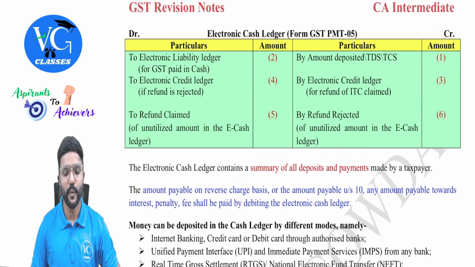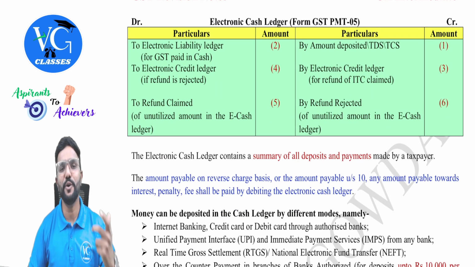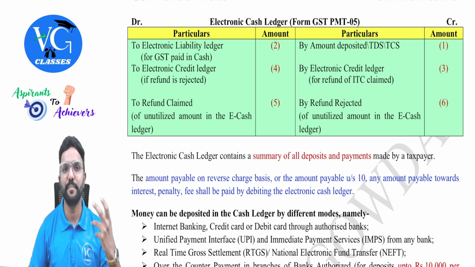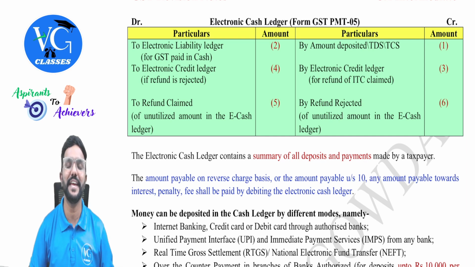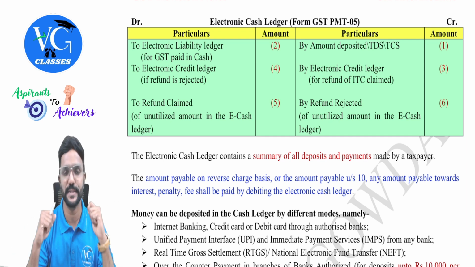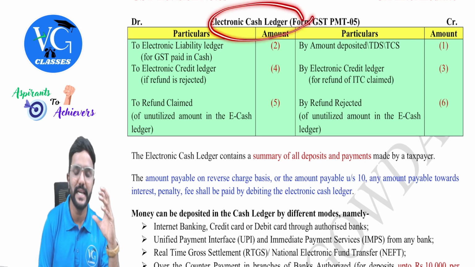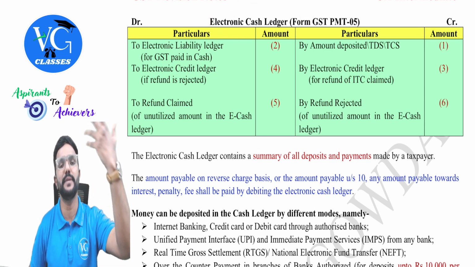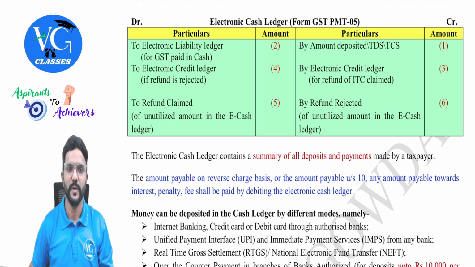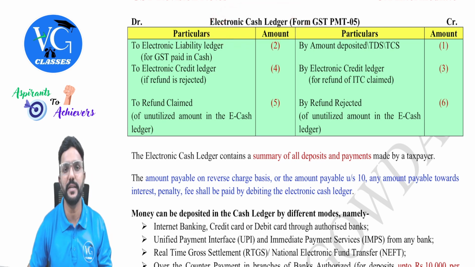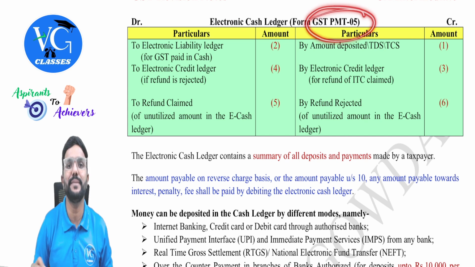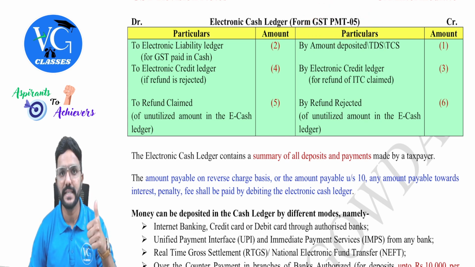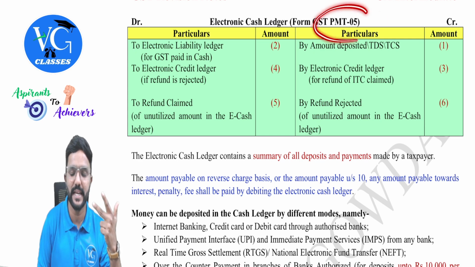Fine. Now coming to electronic cash ledger. This is similar to our bank account. Guys, in order to make any payment from our bank account, first we should have a balance in our bank account. Only then we can make any payments or use it. Same way, electronic cash ledger is like maintaining the balance with the GST department to pay anything under GST. So whatever balance is there in electronic cash ledger, we can use it to pay anything under GST and it will be maintained in form GST PMT 05, guys. Liability register is in PMT 01, credit ledger is in 02, whereas cash ledger is in 05.